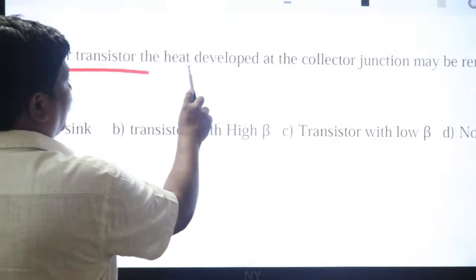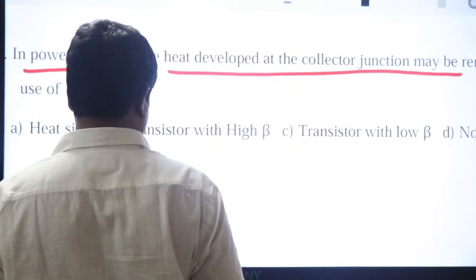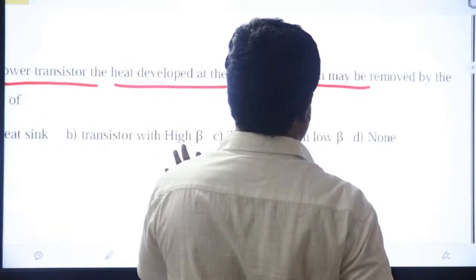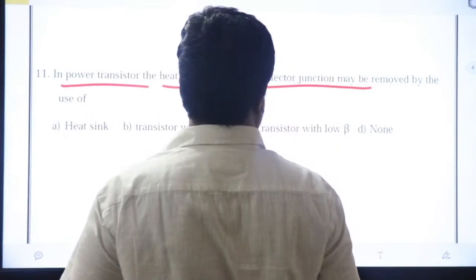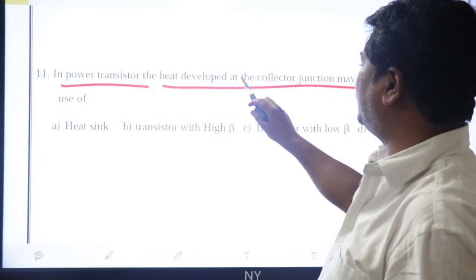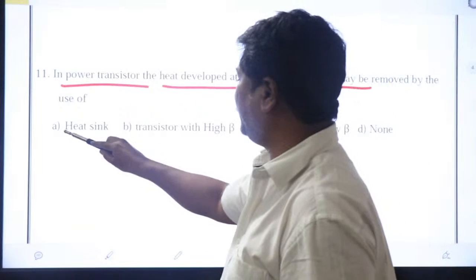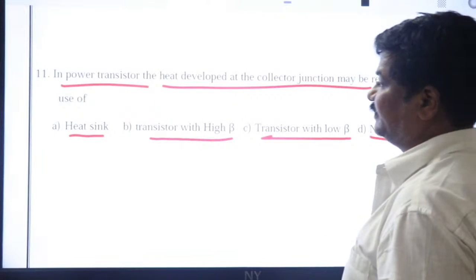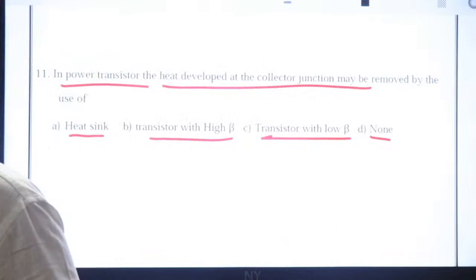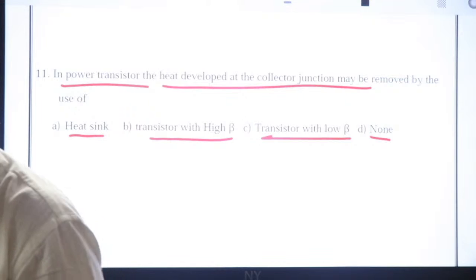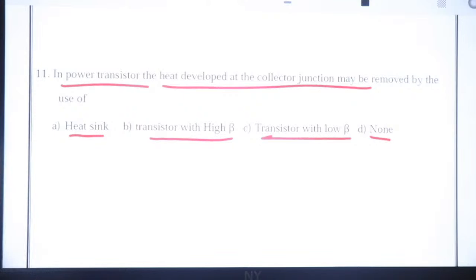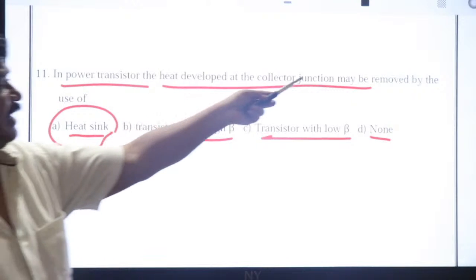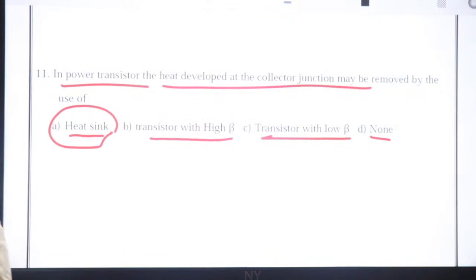In a power transistor, the heat developed at the collector junction may be removed by the use of heat sink. The options: use of heat sink, transistor with high beta, transistor with low beta, none of these. Tell me what would be the answer for this? Very simple question. Heat sink is the answer. The name itself has the answer. Sink is an absorber. Heat is removed. Heat sink is required. A is the right answer.